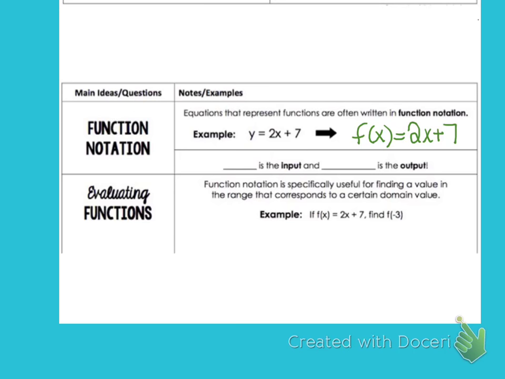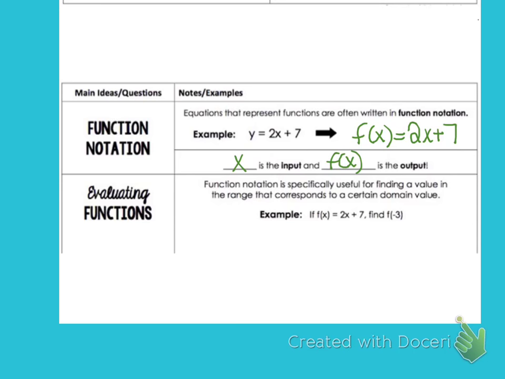And what this is saying is that this relation is a function of whatever the input x is. And so it says f of x is equal to 2x plus 7 instead of saying y equals 2x plus 7. So in the place of the y, we put in f of x to show that y depends on whatever x was. So we would say that x is the input and f of x is the output. Function notation is specifically useful for finding a value in a range that corresponds to a certain domain value. And it's also a nice shortcut way of saying we want to substitute a certain value in as the input.